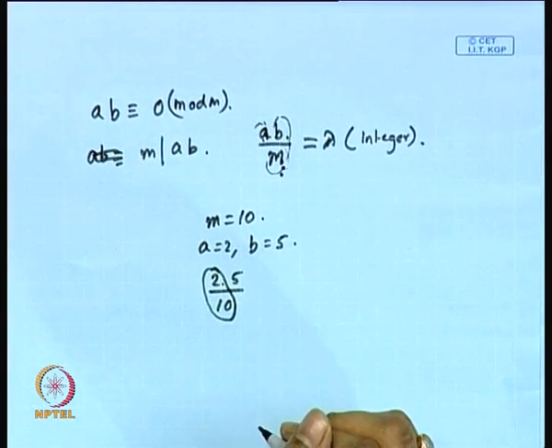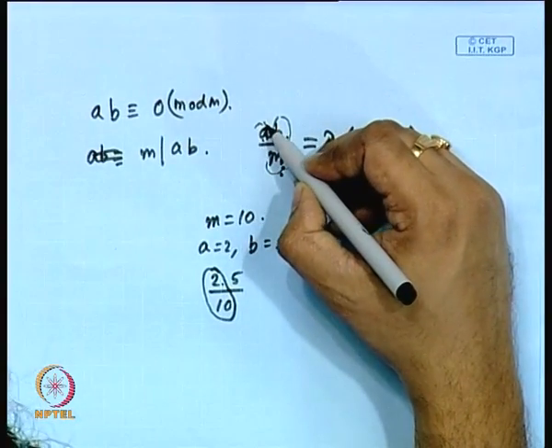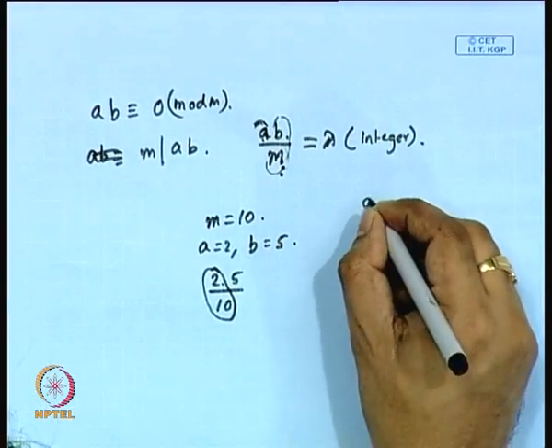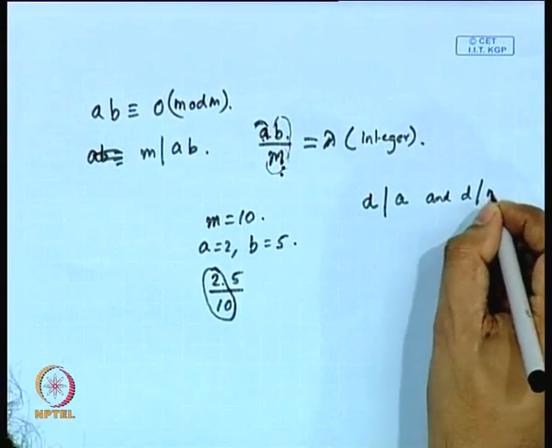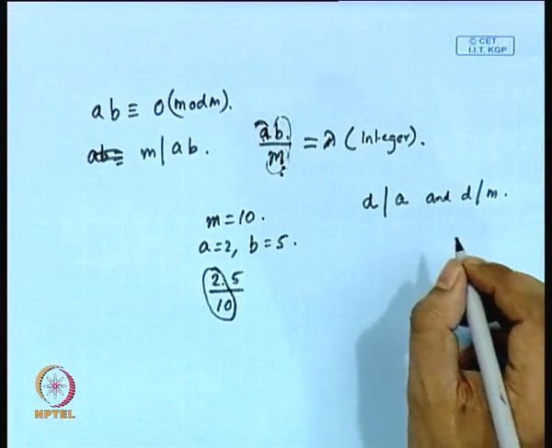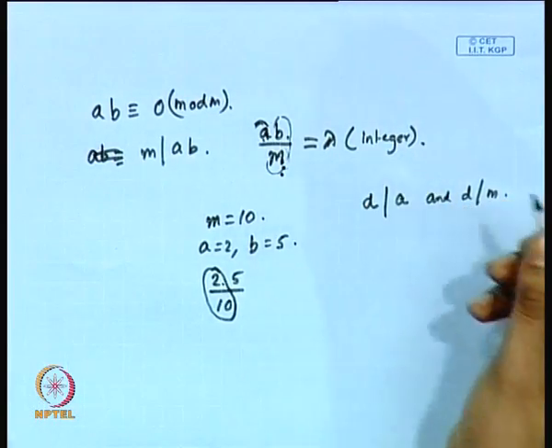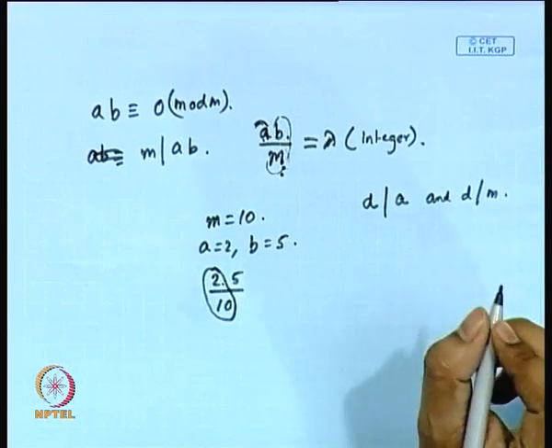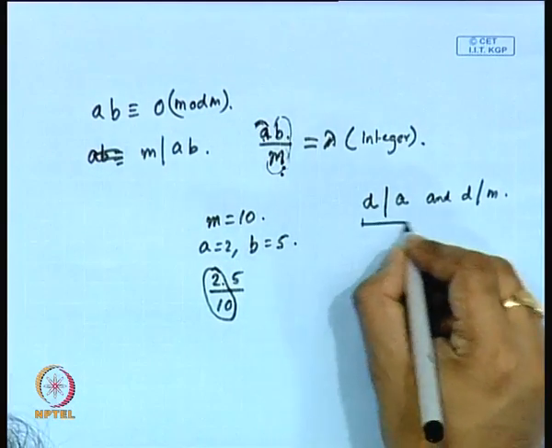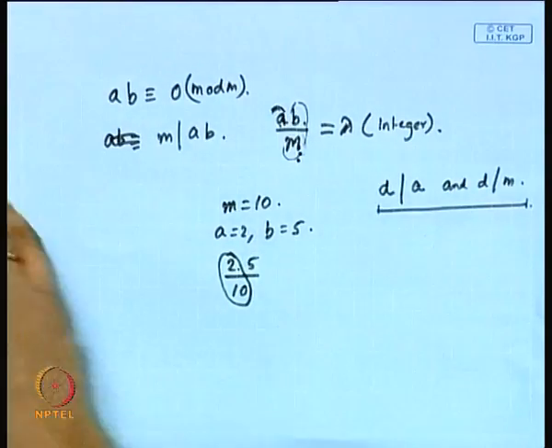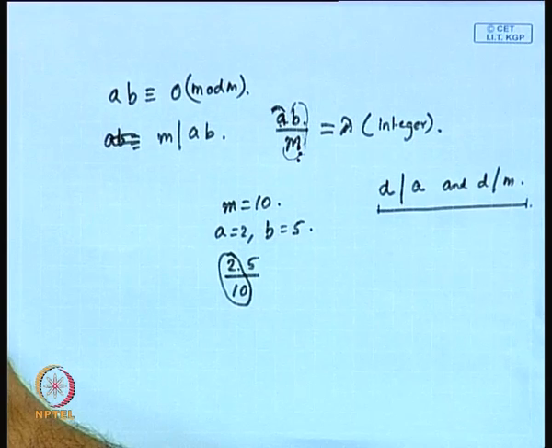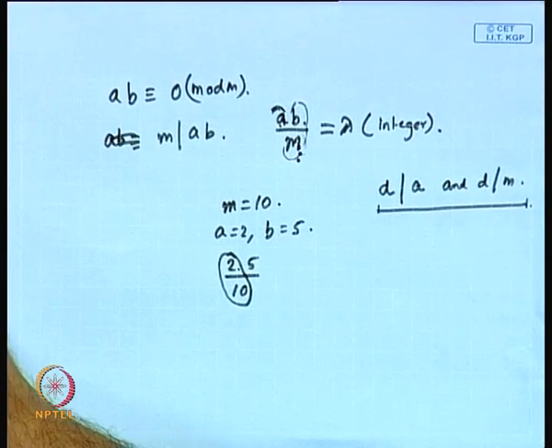So this shows that there should be a number d which divides both a and m, and that number d is neither equal to 1 nor equal to m. So this shows that if m divides ab, but neither a nor b is divisible by m, then the GCD of a and m lies between 1 and m.